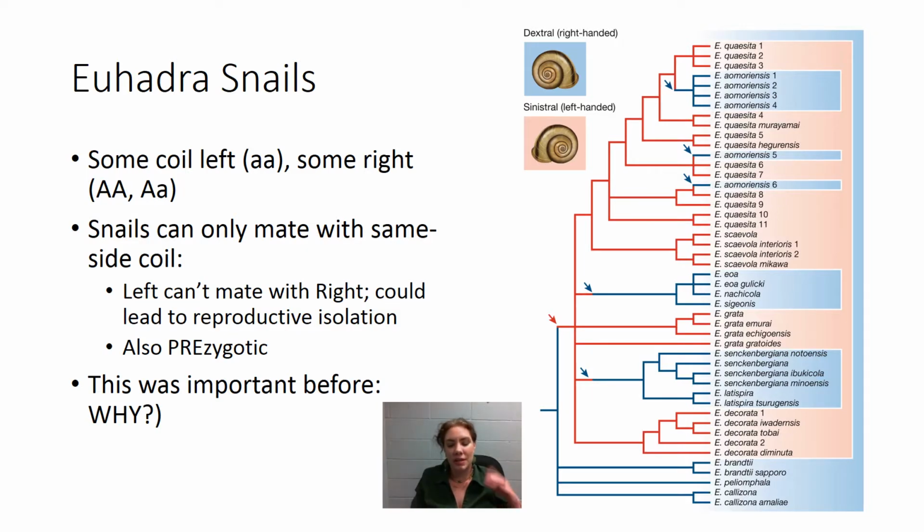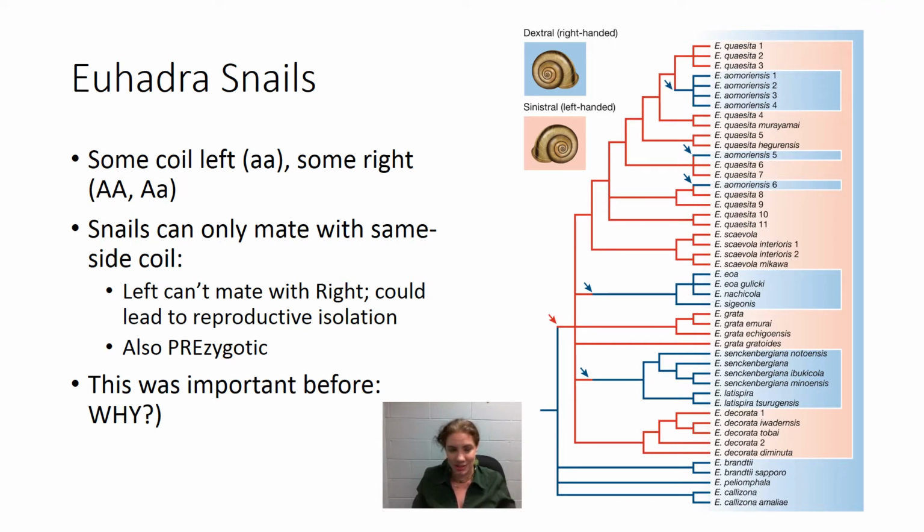Okay, next up we actually get to look at snails. And the Euhadra snails, we've actually seen these guys before. Some of their shells coiled to the left and some of their shells coiled to the right. Right was actually the dominant characteristic, so homozygous dominant or heterozygous, it's a simple Mendelian trait. What's interesting about these snails is that they can only mate with other snails whose shells coil in the same direction. And this is actually kind of weird.